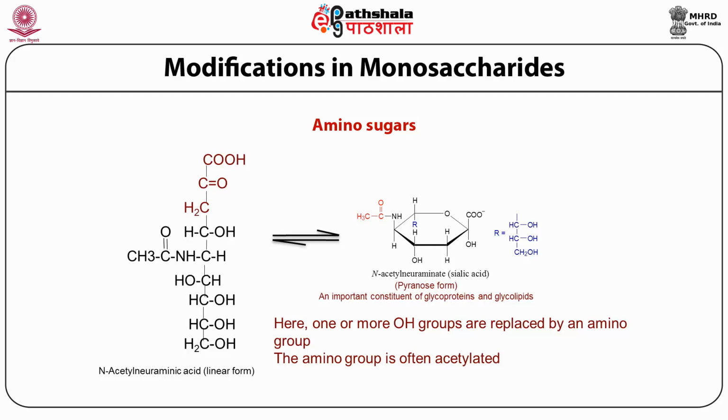So N-acetylneuraminic acid is an important constituent of glycoproteins and glycolipids, and like I said, N-acetylneuraminic acid and its derivatives are also called sialic acid. So these amino sugars are important constituents of glycoproteins and glycolipids, and this tells us how important the modifications in monosaccharides are.